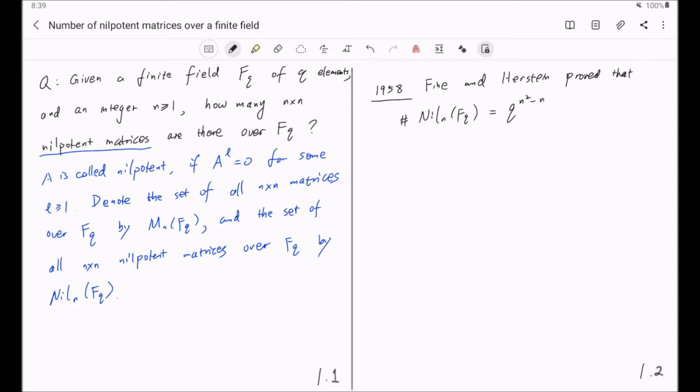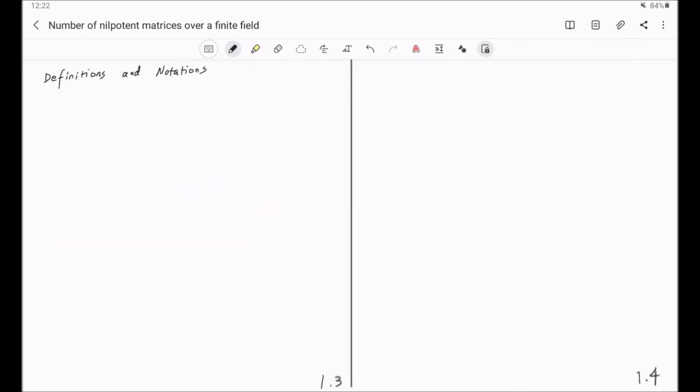However, the proof that we are going to talk about today is due to another mathematician. In 1960, mathematician Gerstenhaber gave another elementary proof that we are going to talk about today. Before we start, let me first introduce a couple of notations and definitions.